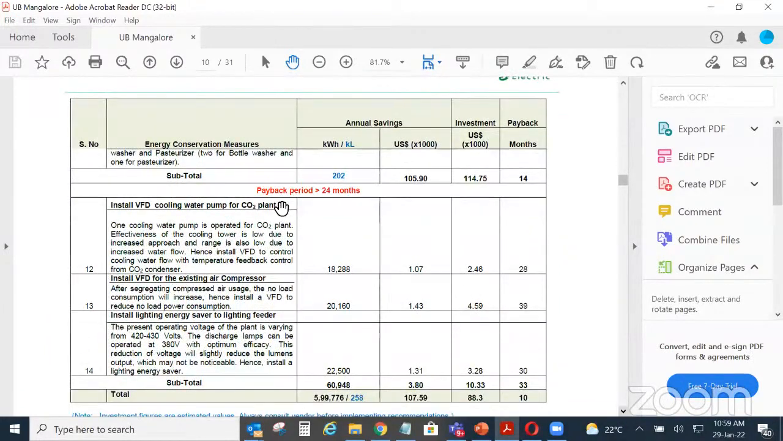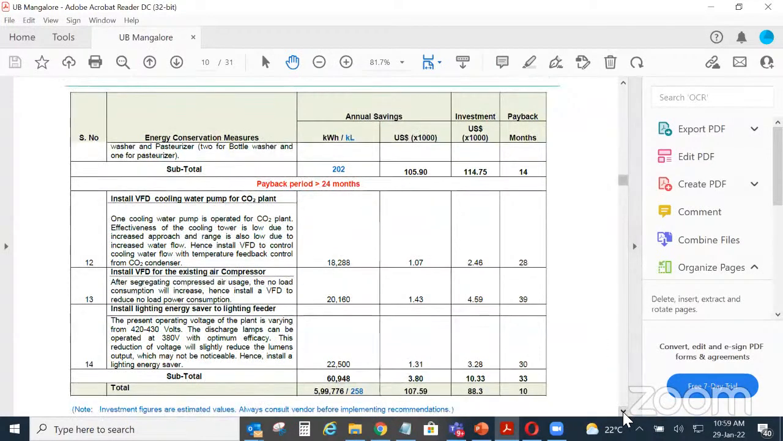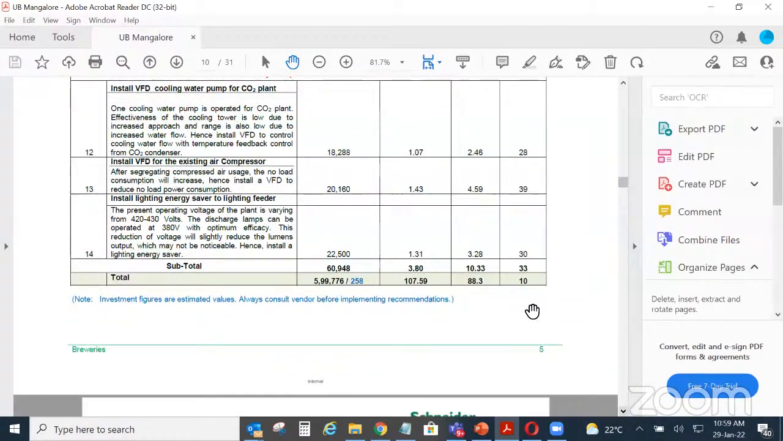And lastly comes more than 24 months. So yes, cost saving is very low, but payback is very high, not attractive from the management point of view or customer or end user point of view. Okay, so finally we should give the overall summary. Yes, so total cost saving, this much of energy consumption can be reduced.